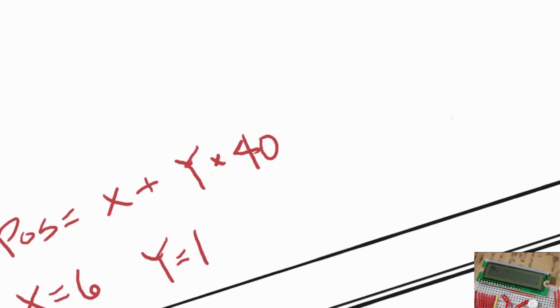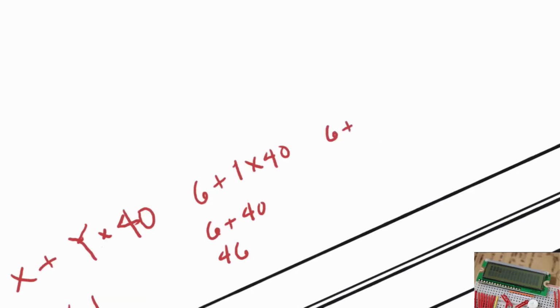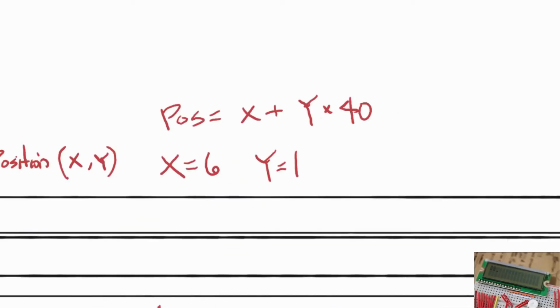Let's plug in the numbers. So if X is equal to 6, 6 plus 1 times 40 would equal 6 plus 40, which is 46. If it was at the 6th position on the first line, it would be 6 plus 0 times 40, which would equal 6 plus 0, because anything times 0 is 0, and that would equal 6. So that all makes sense. So let's go back to the program and see what we need to do.